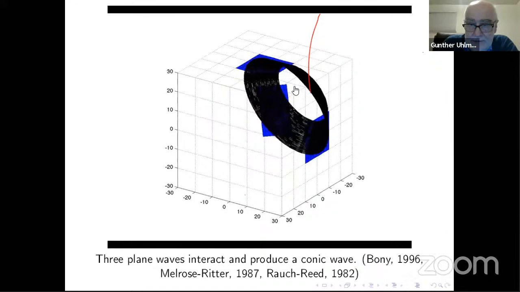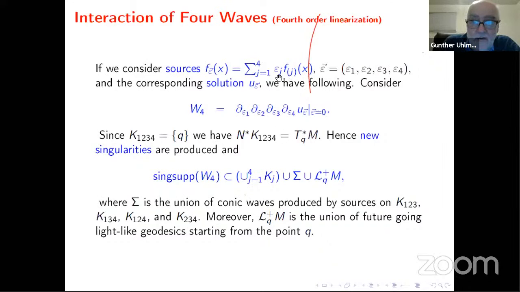And now the fourth order interaction is to take a fourth order linearization. So this is what we want to look at. And in that case, the fourth interaction is generically a point. And in this case, you have all the possible directions starting at the point Q.